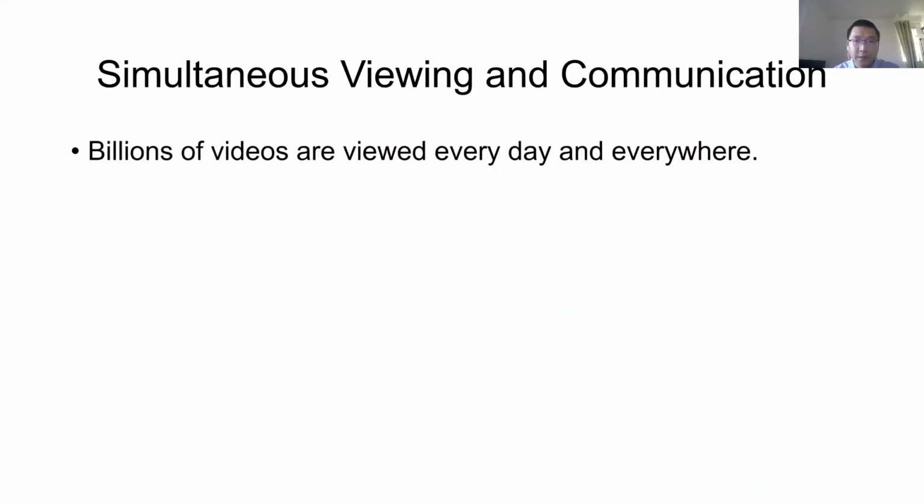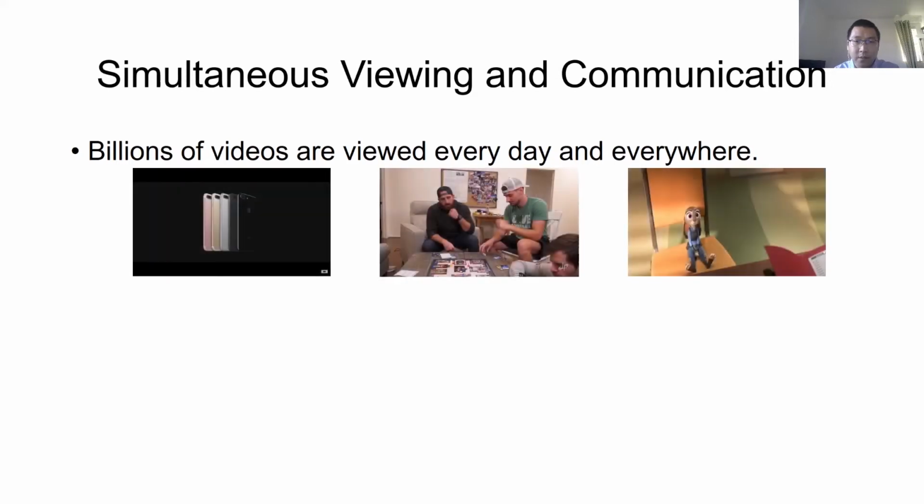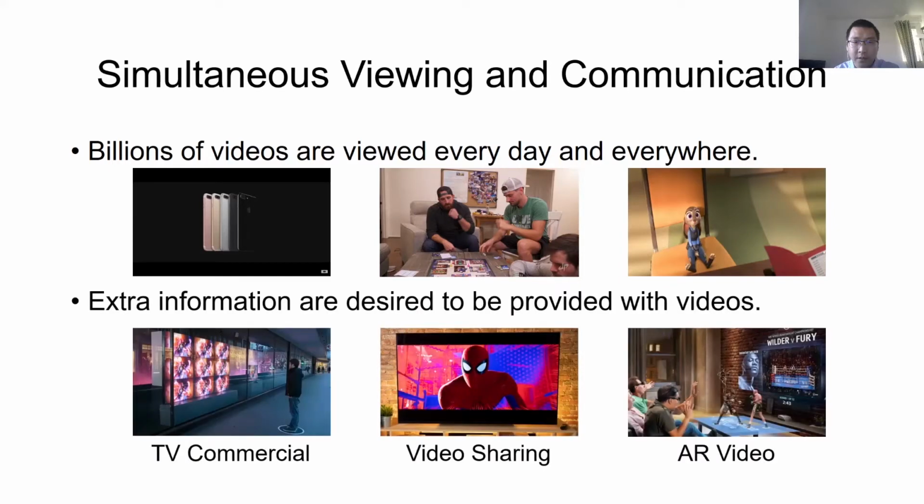Billions of videos are created and viewed every day and everywhere, for example, advertisements, streaming videos, and movies. An audience would like extra information about the video contents they are interested in. For example, a second advertisement video describing the usage and function of the product, or a low-quality version of the movie for video sharing, or some augmented reality content for an AR video.